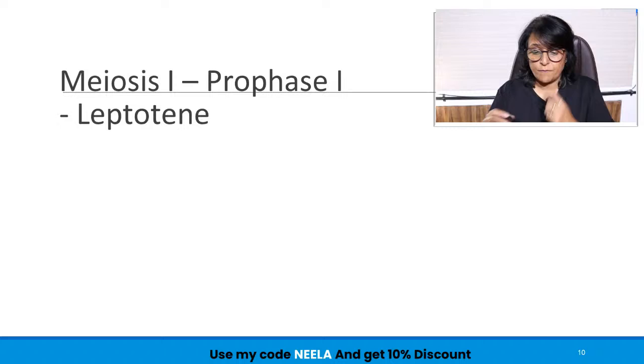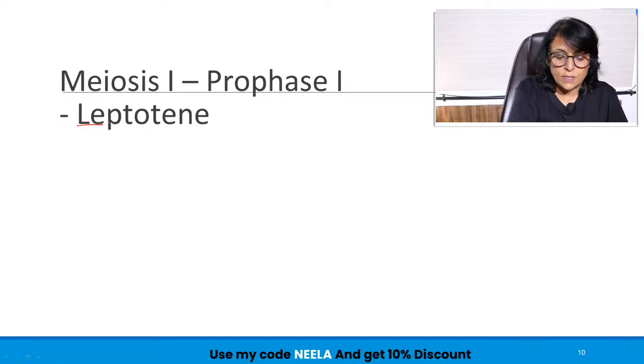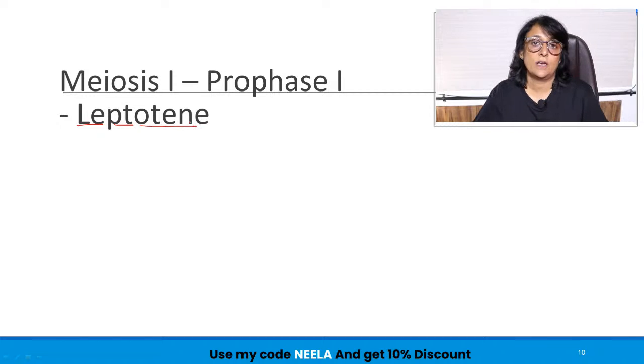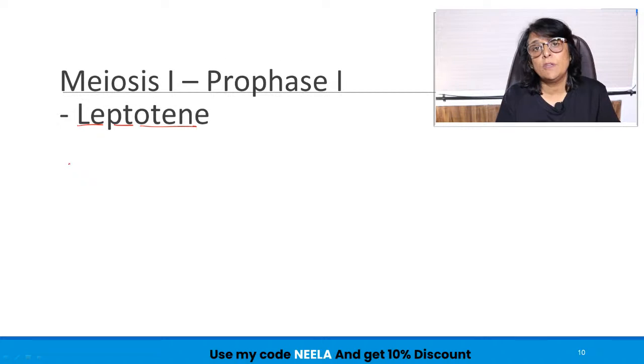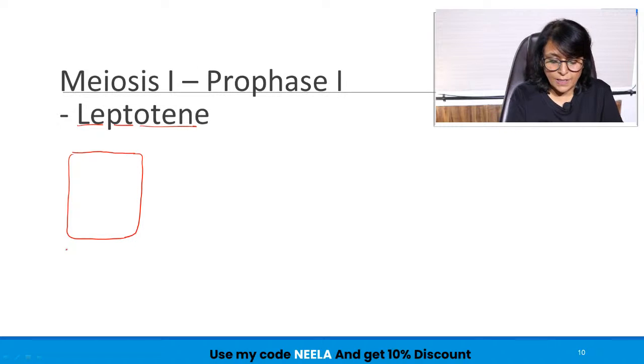The first phase of Prophase I is Leptotene, and we talked about this stage in brief in the previous lecture, but we will go over it. I'm going to start with an animal cell, and towards the end we will again differentiate between meiosis in animal cell and plant cell. So this is our animal cell, which has undergone interphase.